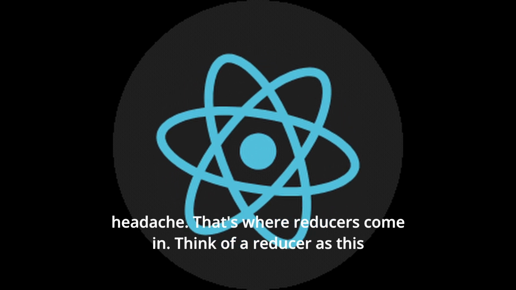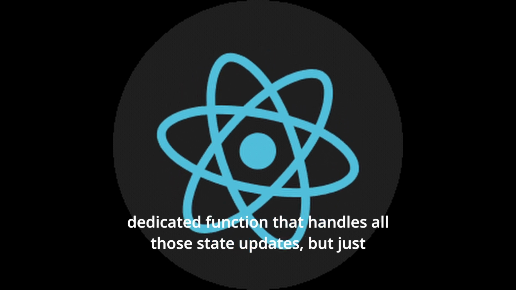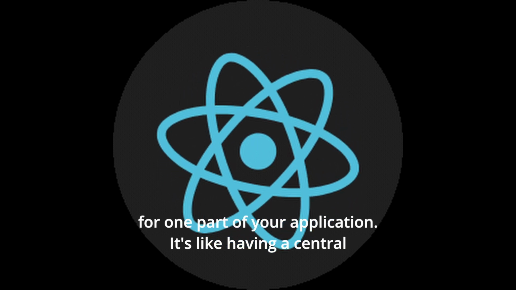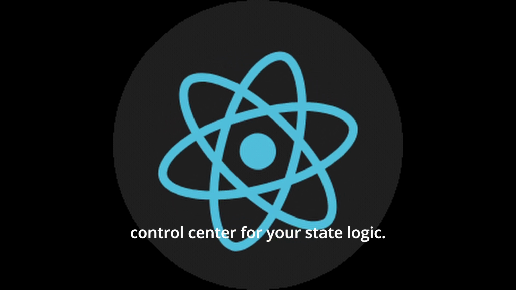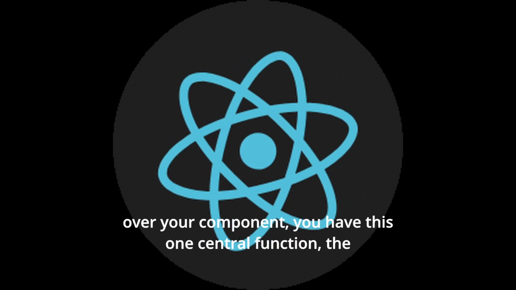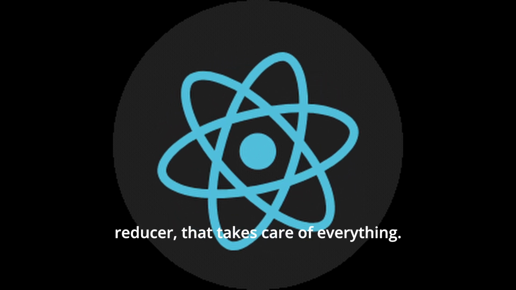That's where reducers come in. Think of a reducer as a dedicated function that handles all those state updates, but just for one part of your application. It's like having a central control center for your state logic. Okay, so instead of having all those state updates scattered all over your component, you have one central function, the reducer, that takes care of everything.